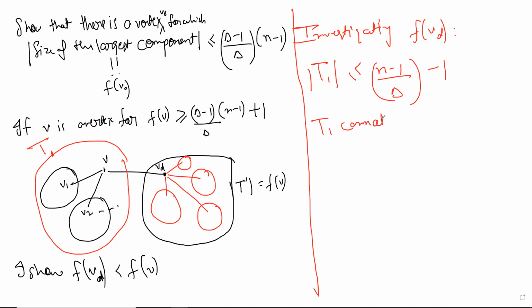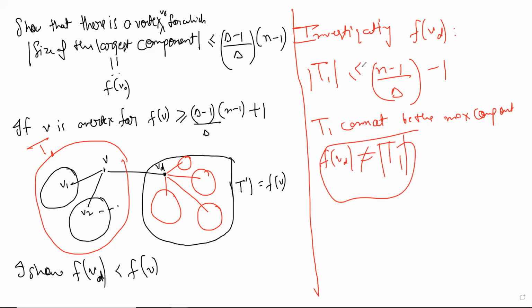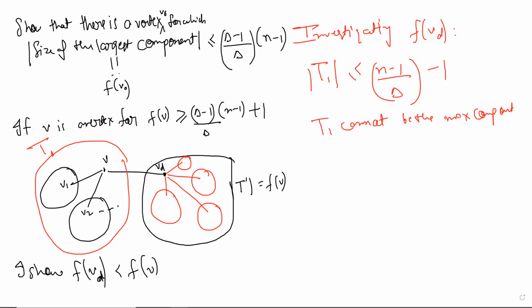Because T1 cannot be the max component. We have shown that the max component is at least this much, because this is the average, and minus 1 by delta is the average. We have shown that result, right? F of V, yeah. So I'm saying that f of this cannot be T1, because it's more than n minus 1 by delta.